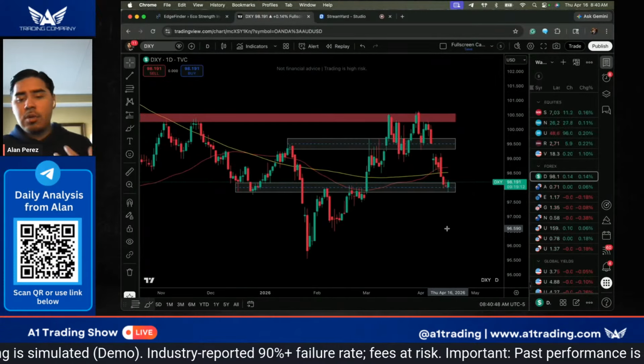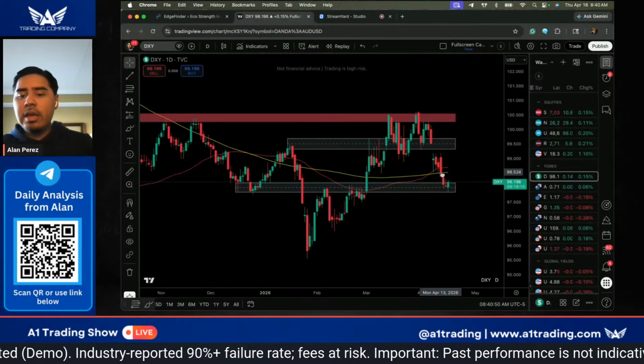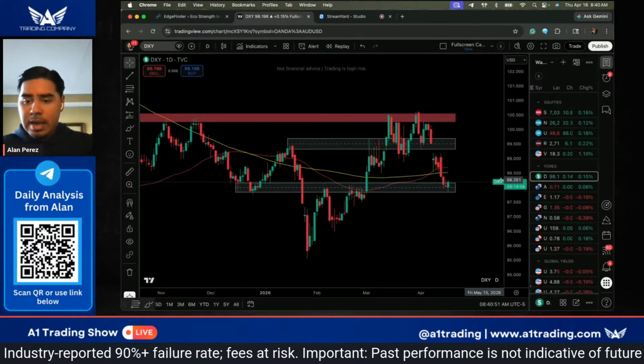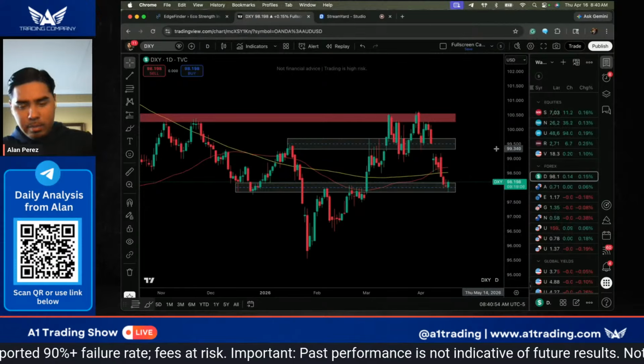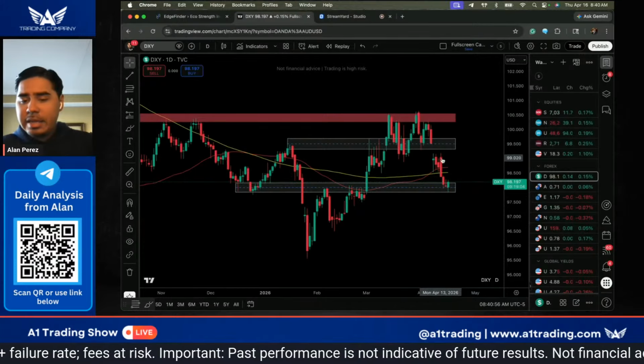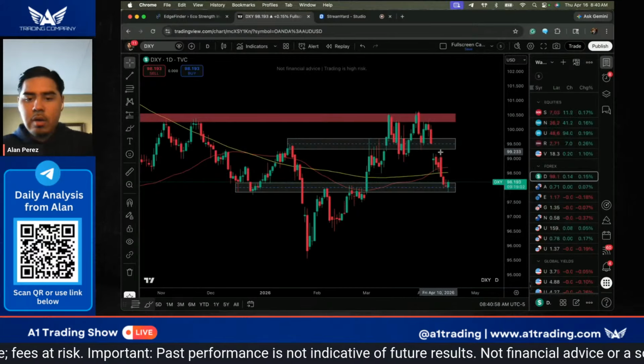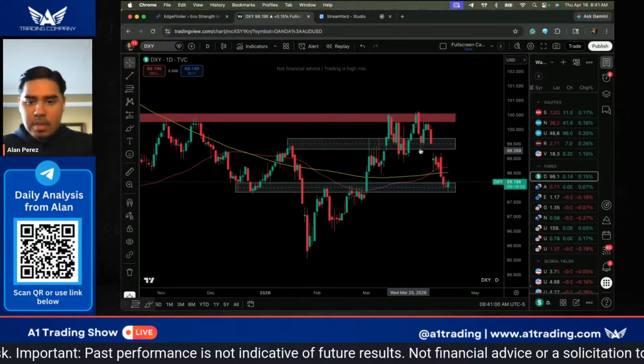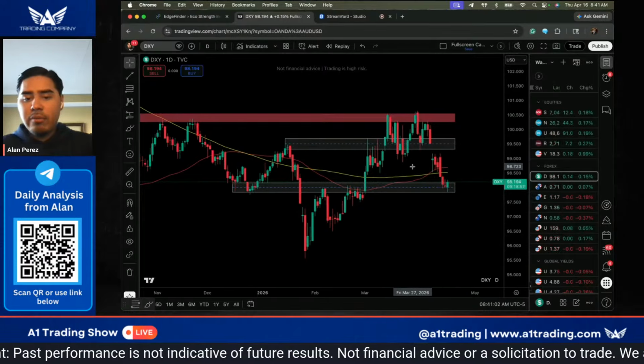So then it just becomes a question of what levels am I looking at to go ahead and fade those rallies? So I like 98.5 and I like 99.5. Ideally, the higher the better, right? Especially if we go ahead and fill this gap here. This could also be a strong level of resistance.